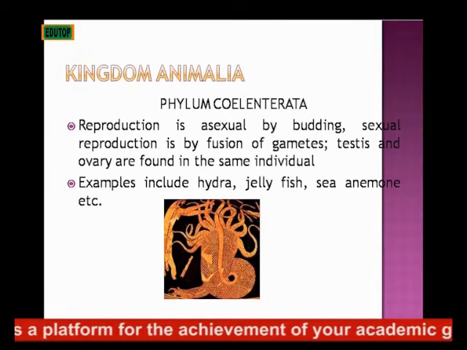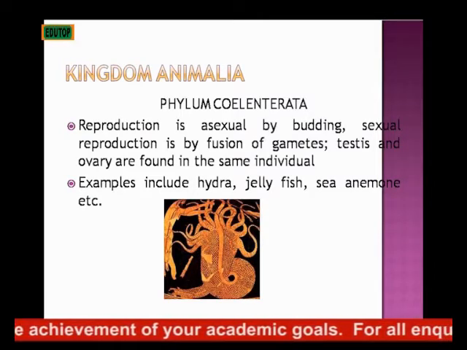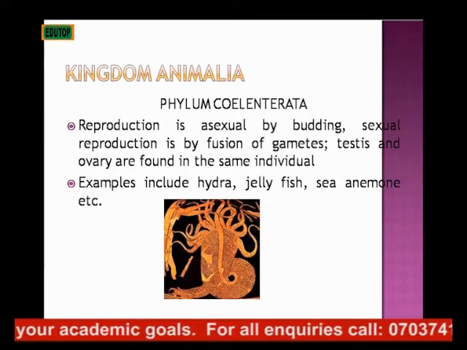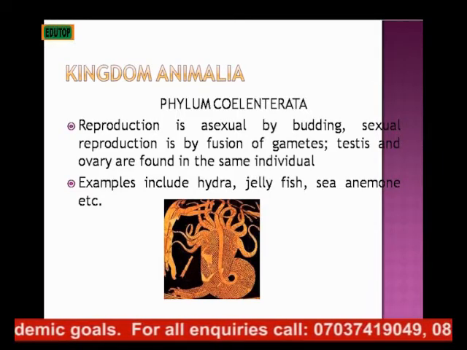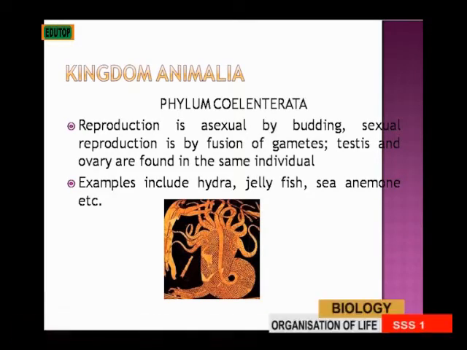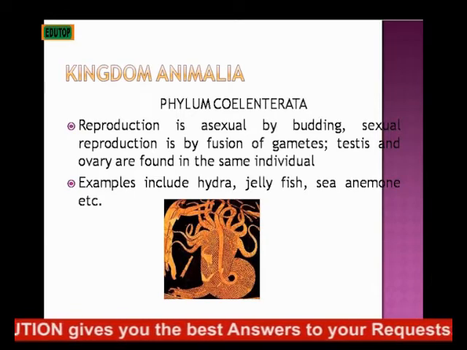They undergo sexual reproduction, but they also undergo asexual reproduction. Their asexual reproduction is by budding, while their sexual reproduction is by the fusion of the gametes. Their testes and ovary are found in the same individual, so they are said to be hermaphrodites. They have both the male and the female sex organs together in an organism. So we say they are hermaphrodites in nature.